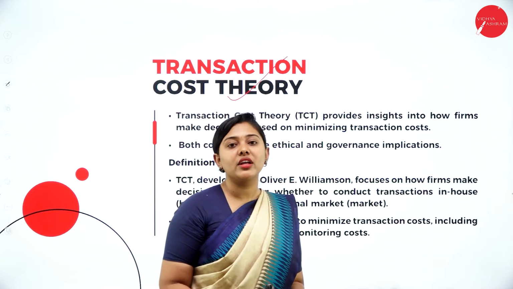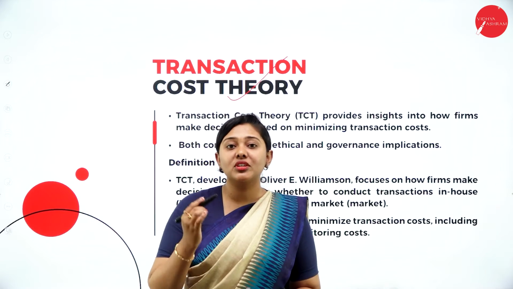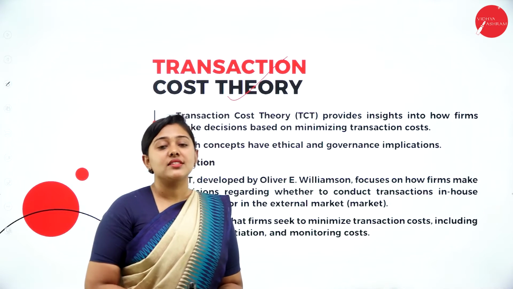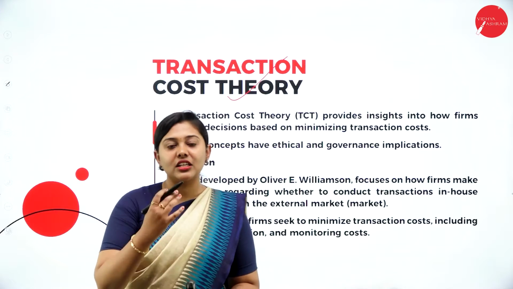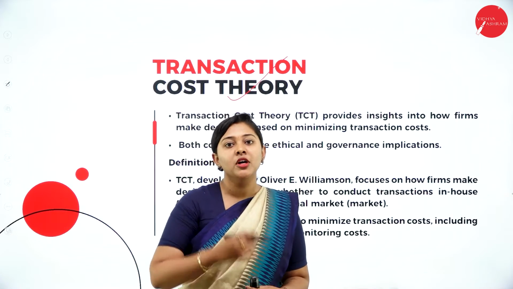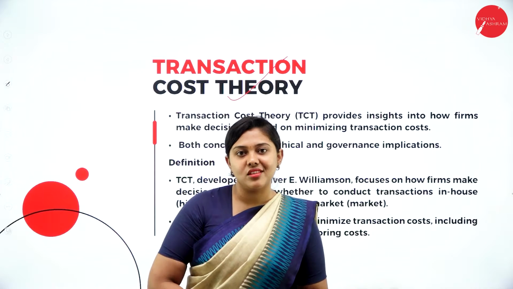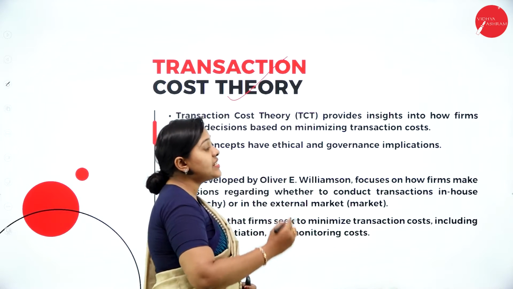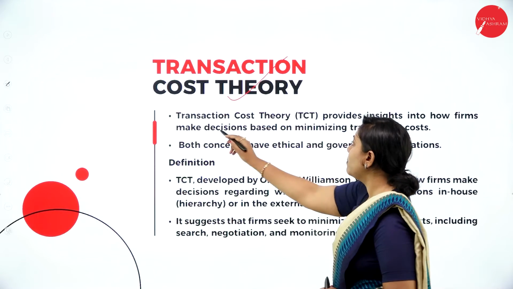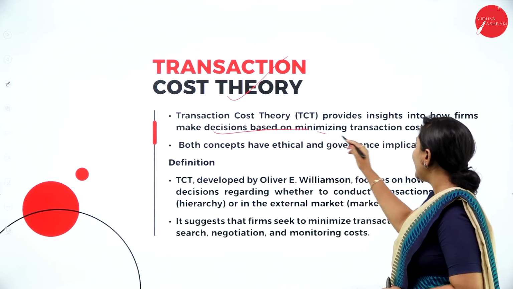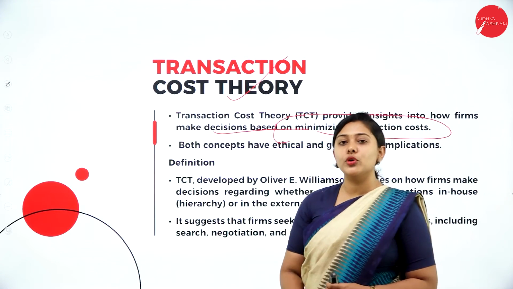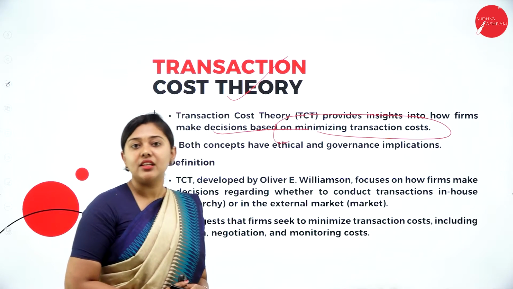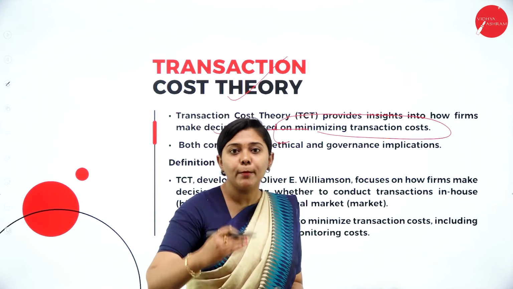So it is very important for the organization to take decisions regarding the cost, because it affects the quality as well as the price of a particular product. It also affects the profit of the firm. So that is what your transaction cost theory says. Let us look into that. Transaction cost theory provides insights into how a firm makes decisions based on minimizing transaction costs. As I have told you, in order to take a sound decision, they have to look at the cost that will be incurred for a firm. So it is important to minimize the cost.